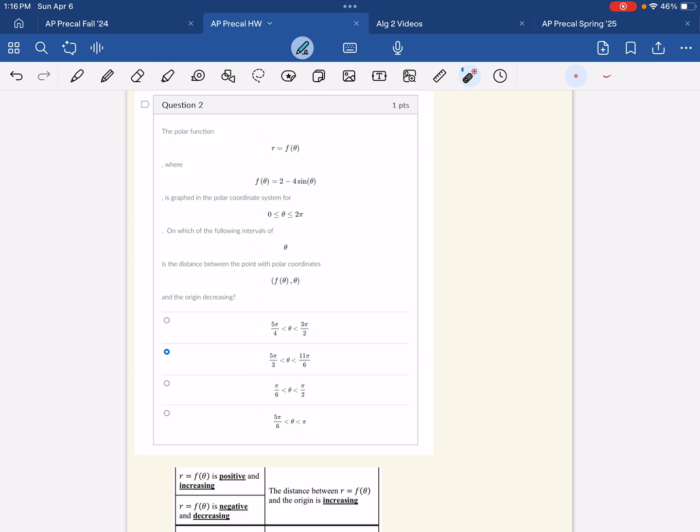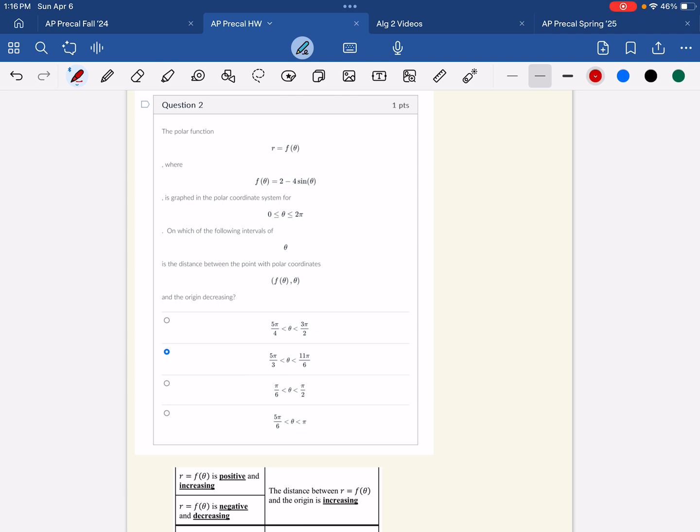So here we go. It says the polar function r equals f of theta, where f of theta is 2 minus 4 times sine theta, is graphed in the polar coordinate system for theta radians between 0 and 2 pi, and those are included. On which of the following intervals of theta is the distance between the point with polar coordinates f of theta comma theta and the origin decreasing? Okay, so let's see what this question's asking.